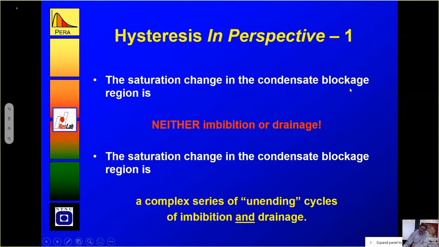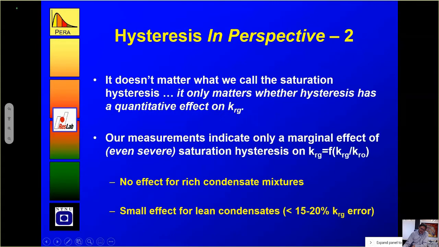So the saturation change in the condensate blockage is neither imbibition nor drainage. It's cycles of both. It doesn't matter what we call the saturation hysteresis. It only matters whether the hysteresis has a quantitative effect on KRG. And the measurements indicate only a marginal effect of even very severe saturation hysteresis on this relationship. Effectively no effect at all for rich condensates, and there was a smaller effect on leaner condensates. And probably this has to do with the long transient time to reach new steady state conditions for leaner condensates.